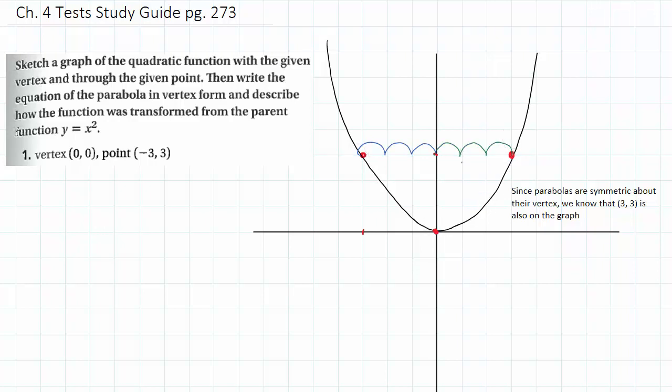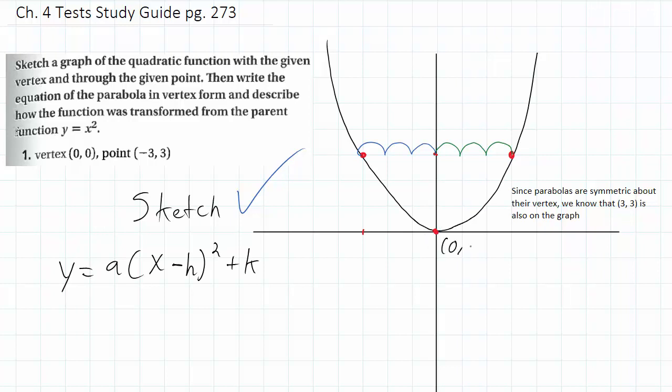So since the point -3, 3 is on that graph, I know the point +3, 3 is on that graph. So I can sketch it a little better. It's not going to be perfect. I'm just kind of roughly sketching those 3 points. For me to get a better sketch, apart from that, I really kind of need the aid of the equation. So I know I got my vertex.